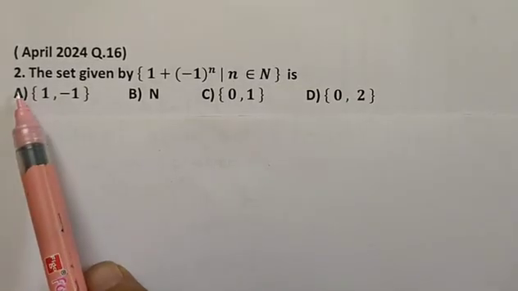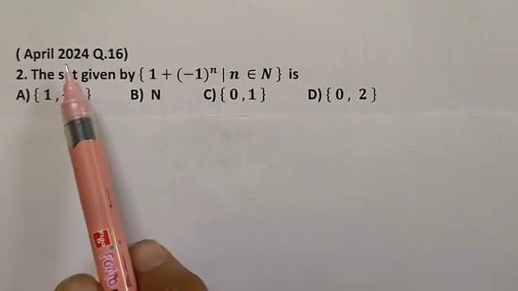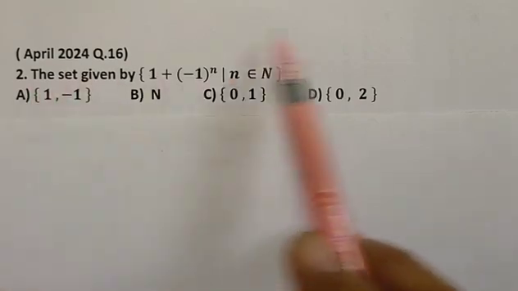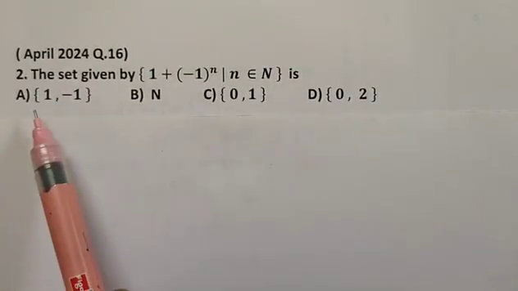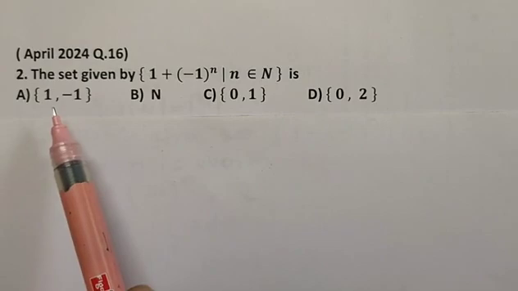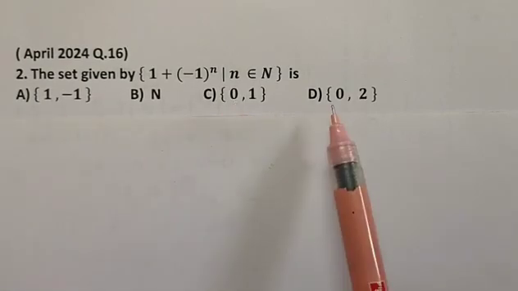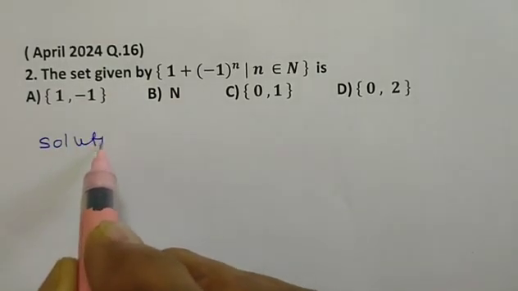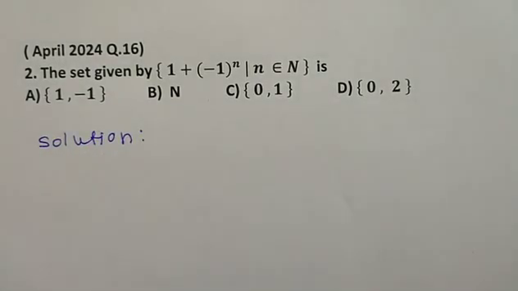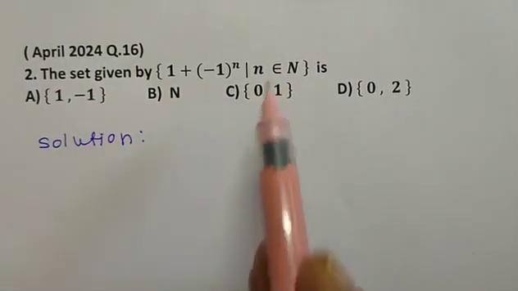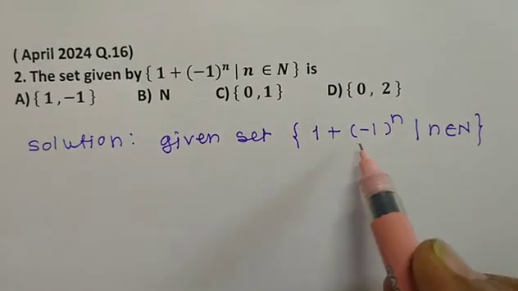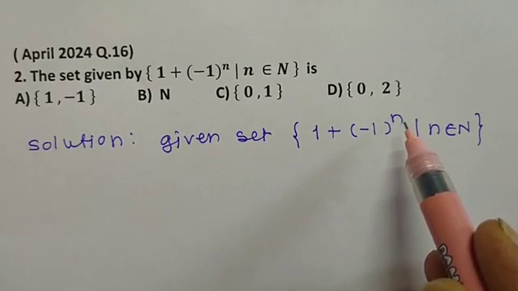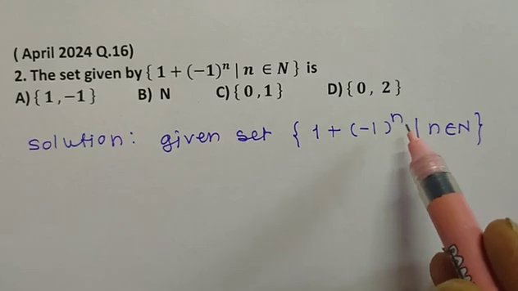Now question number 2, April 2024, question number 16. Okay, the question is given like this and we have to select the correct option. Solution. We have been given this set. Okay, this value depends on n, whether n is even or n is odd.